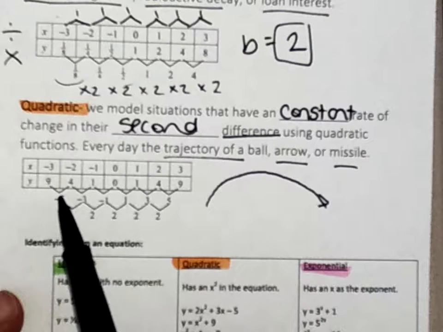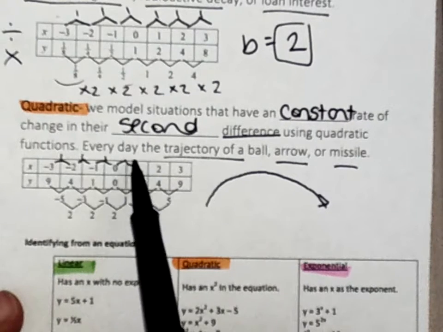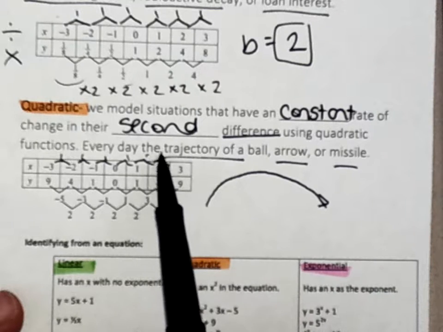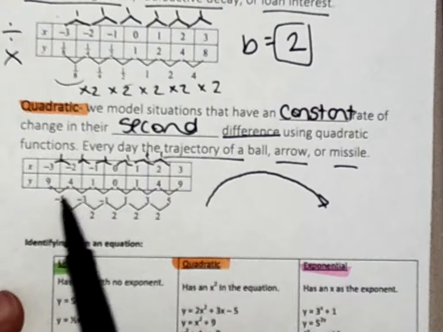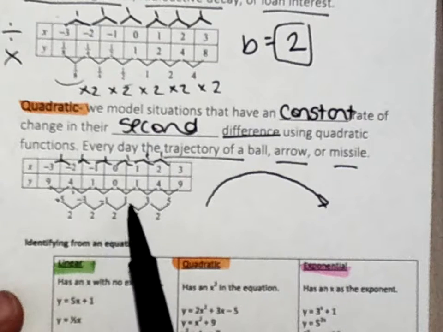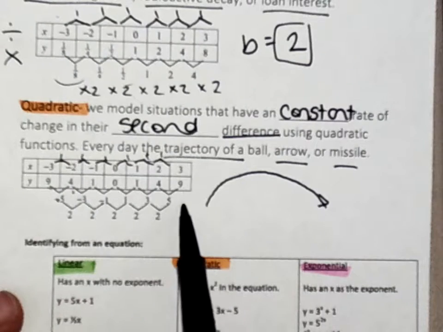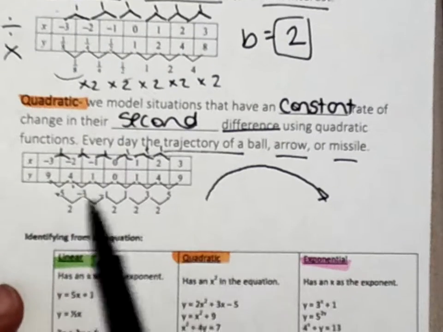So you'll notice that in our x, again, it's increasing by 1 each time, which allows us to focus on the y. 9 to 4 went down by 5, 4 to 1 went down by 3, 1 to 0 went down by 1, and then we increased by 1, 3, and 5. Now this is not a constant rate of change, nor is there a multiplication or division pattern.